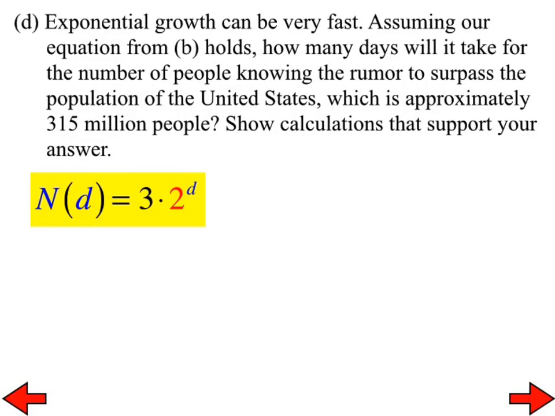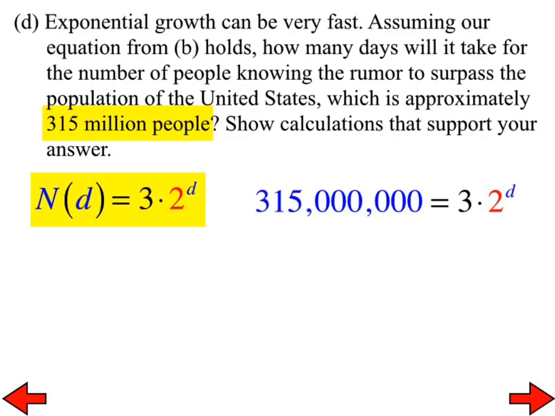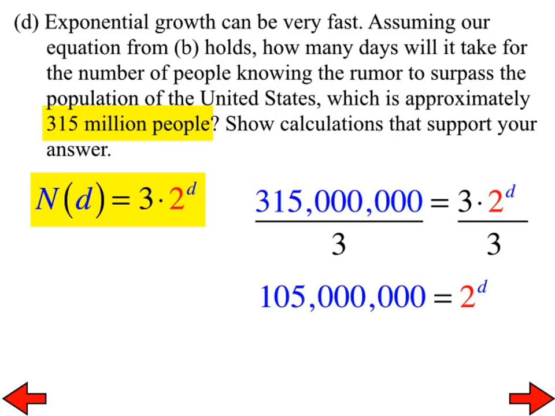I saw several things happening here. I like the fact that a lot of you knew that n needed to be 315 million, so you set up an equation like this. And then that's where a few of you got stuck. Some of you realized that, well, I probably should divide by 3, and that's what you should do, because before you can do anything else mathematically, you would need to get that part right there by itself. So let's go ahead and do that. Let's divide both sides by 3, and that would give us 105 million equals 2 to the d power.